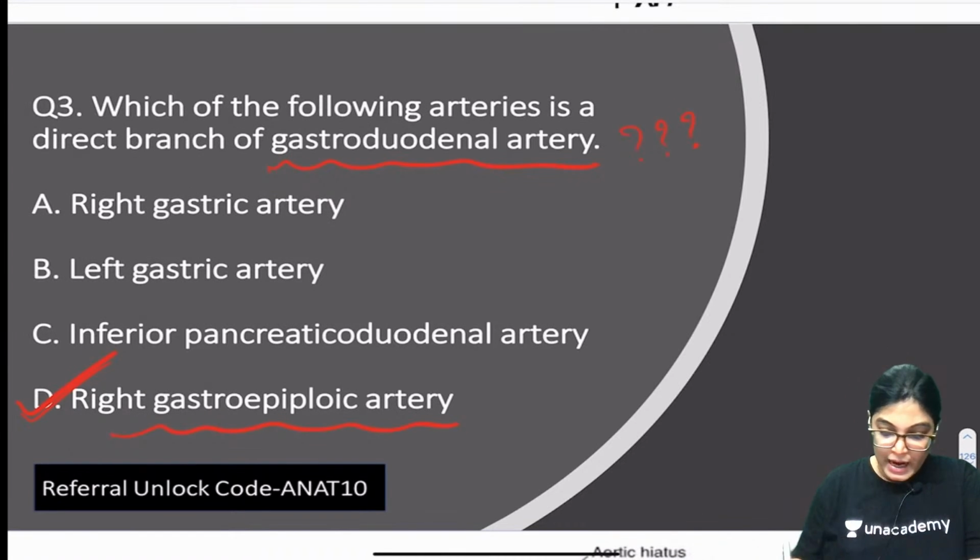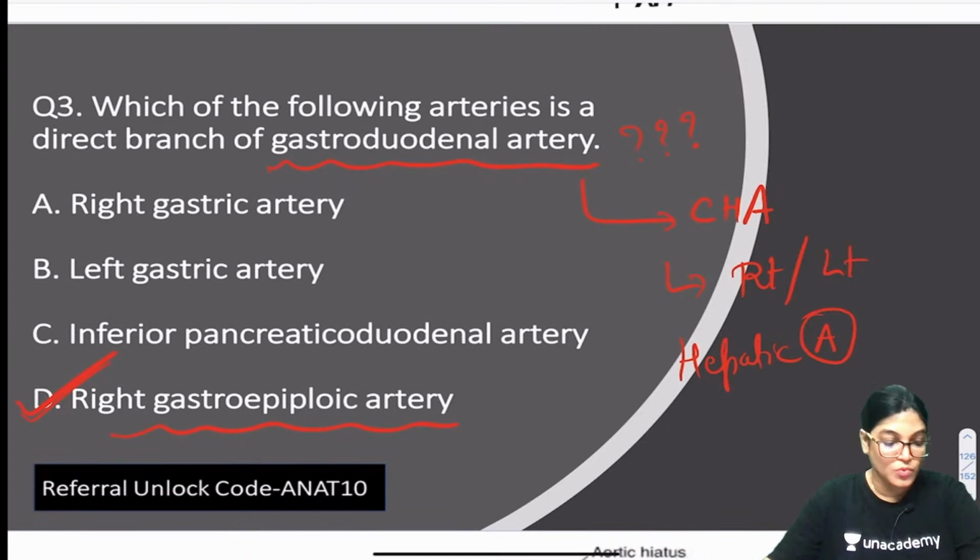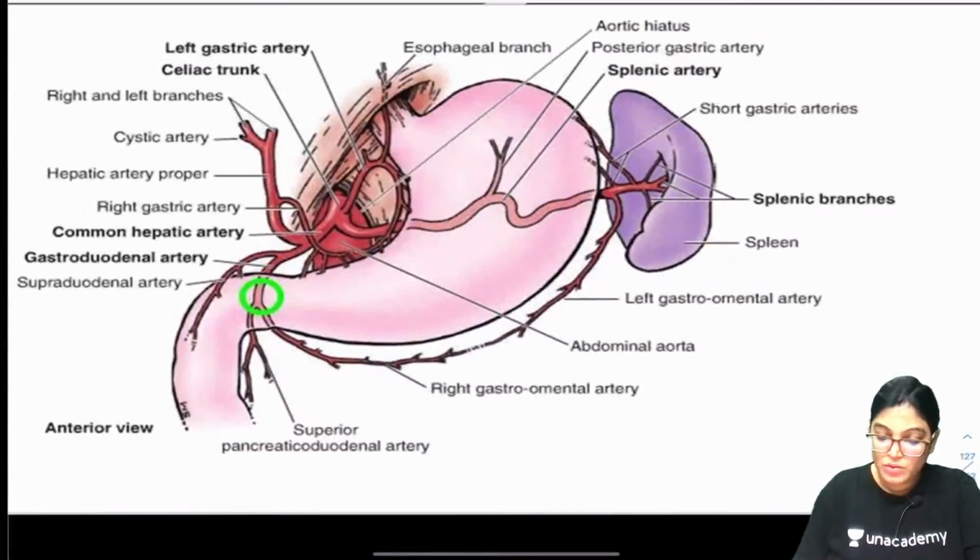Actually, I want to tell you the gastroduodenal artery can be a branch of the common hepatic artery or it can be a branch of the right or left hepatic artery. Various sources have mentioned this, also Gray's Anatomy. Please note it down. Now let me show you this diagram.